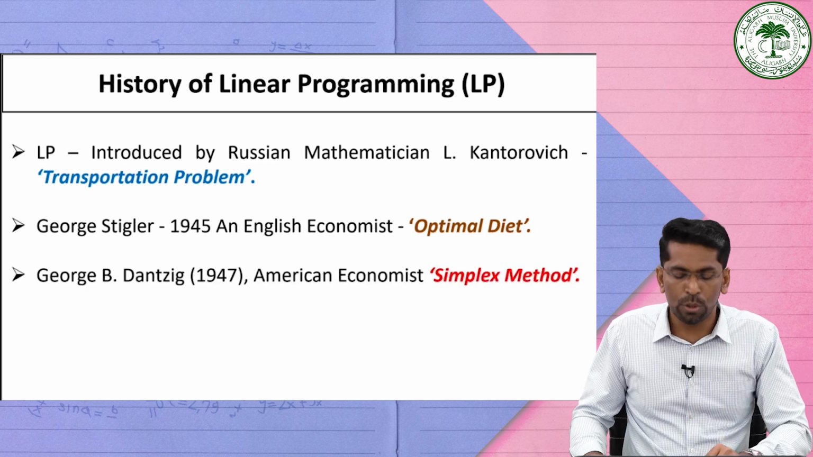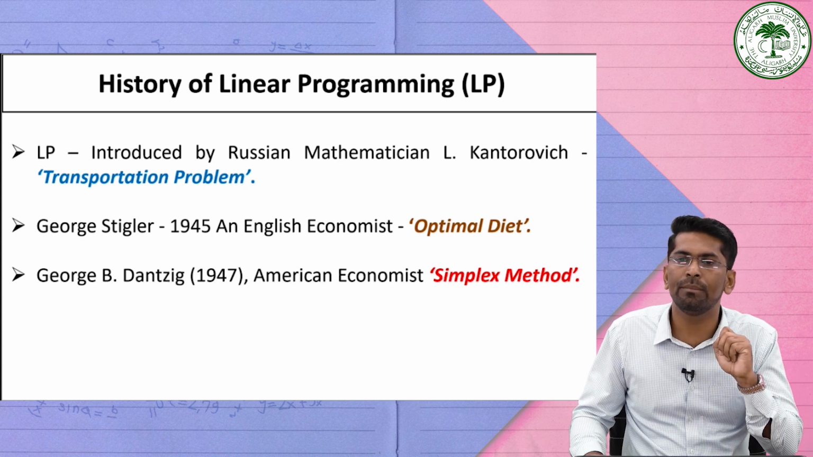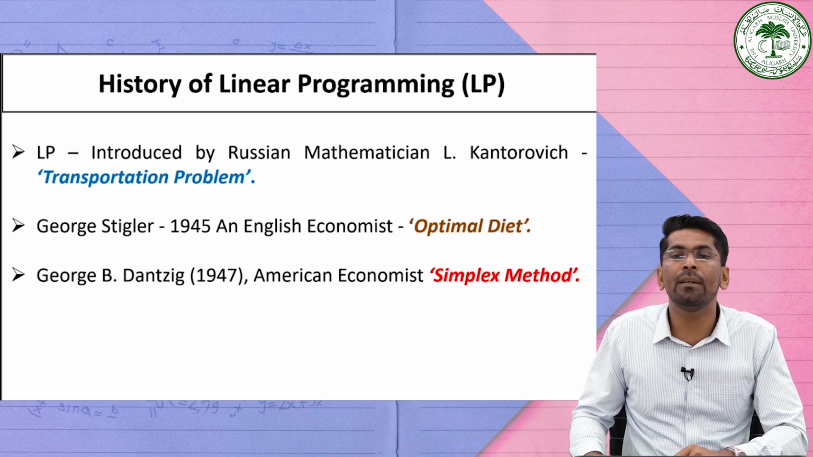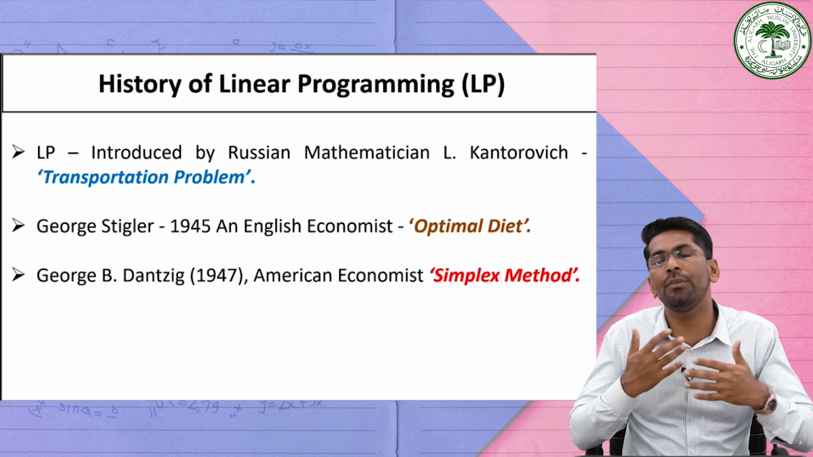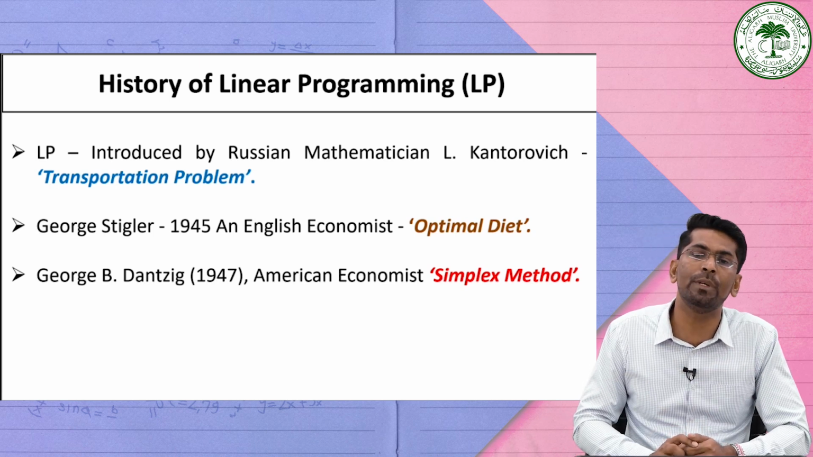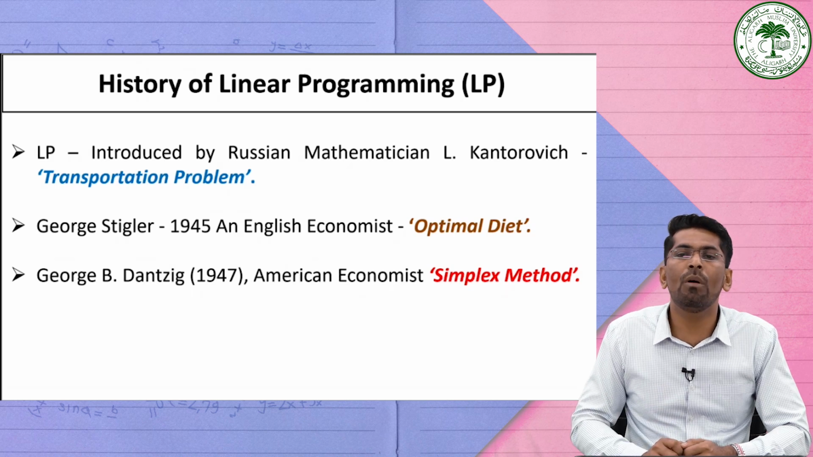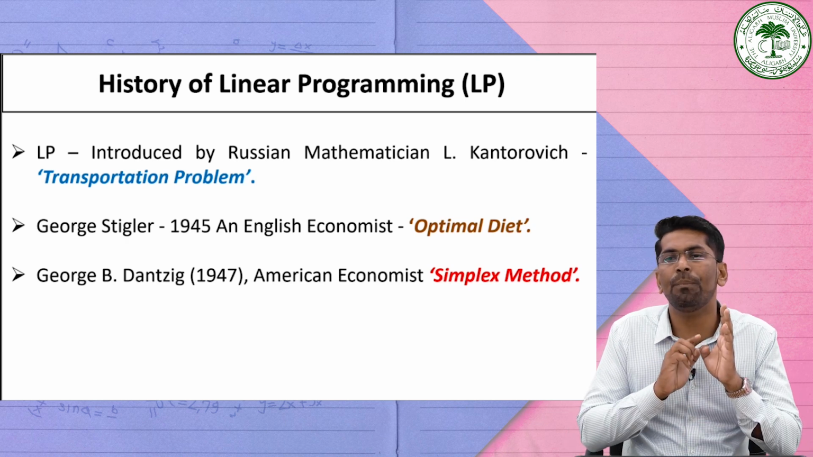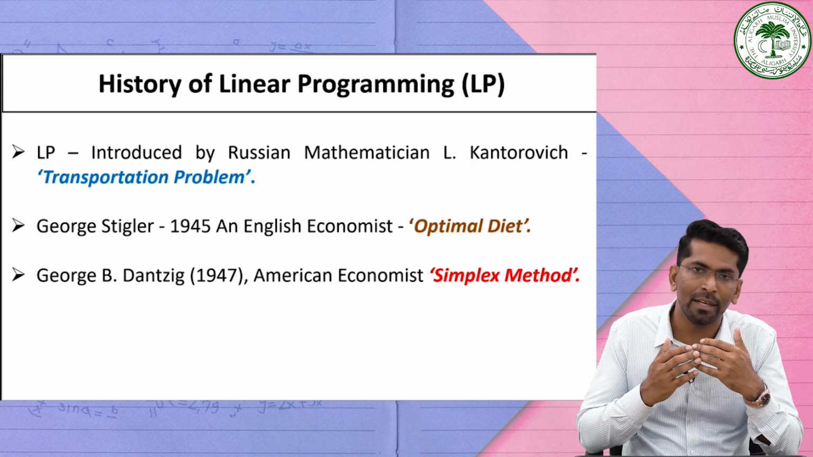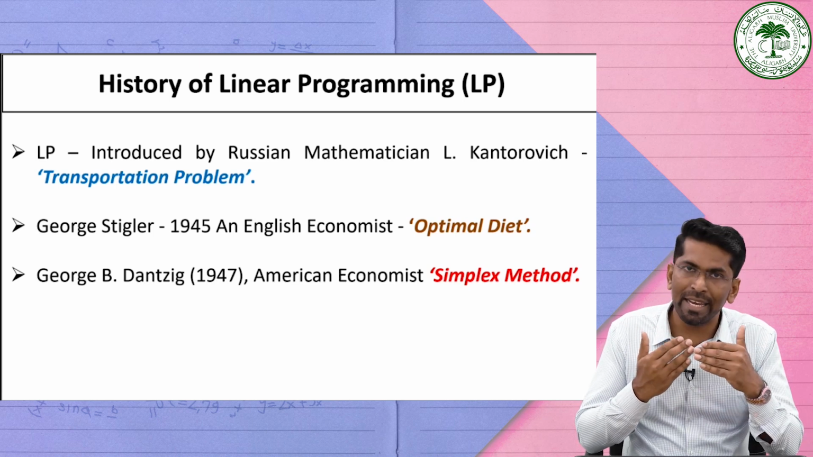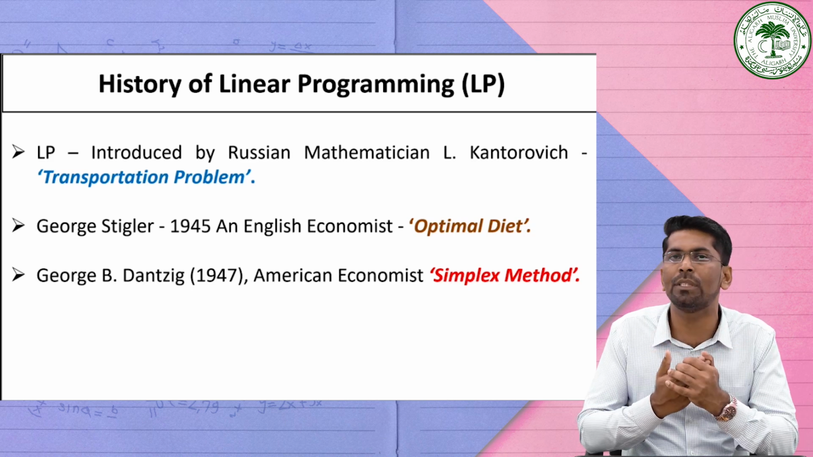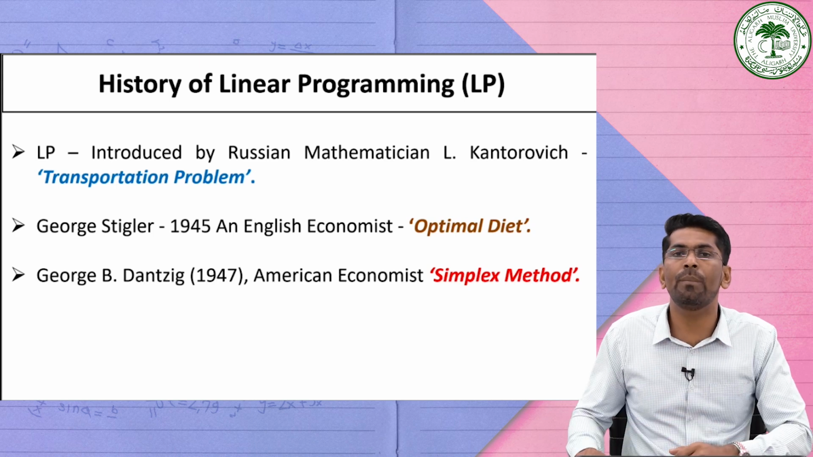Then it was George Bernard Dantzig, G.B. Dantzig, an American economist. In 1947, he used the linear programming technique for planning the diversified activities of the US Air Force connected with the problem of supplies to the force. He also suggested an efficient, popular method known as the simplex method, which is an iterative or pivoting process to solve any linear programming problem.